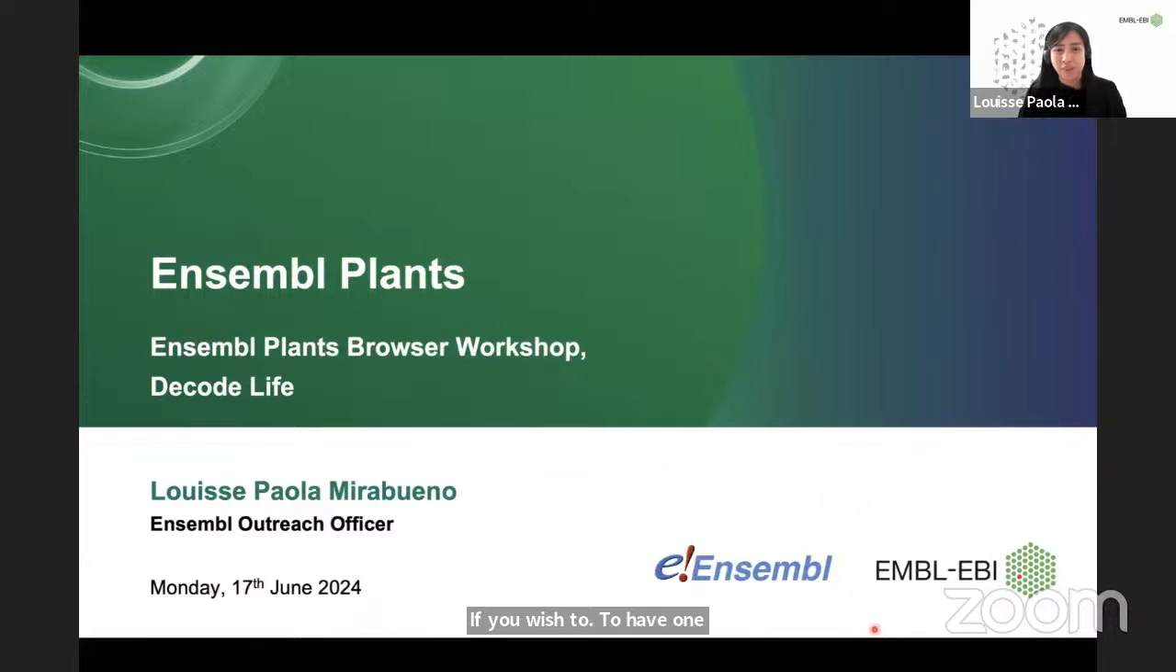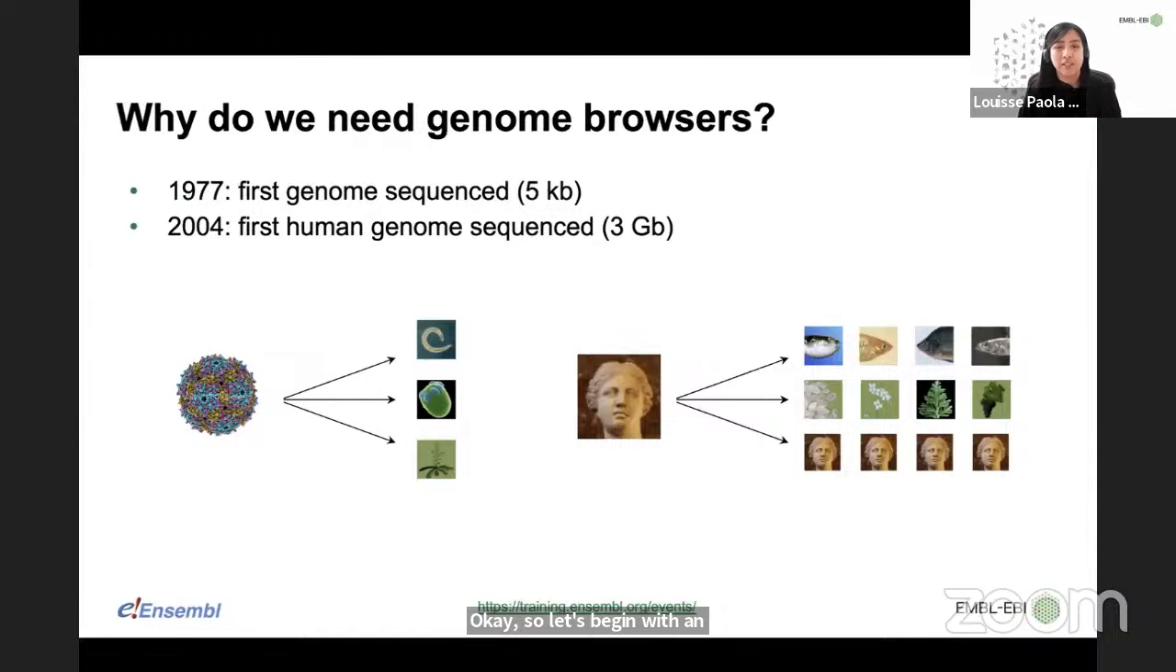Okay, so let's begin with an introduction to Ensembl Plants. So just a few words on how the Ensembl project actually started. In 1977, Fred Sanger and his team sequenced the very first genome. This was a bacteriophage. And this really kickstarted the era of sequencing and sequencing much more complex organisms.